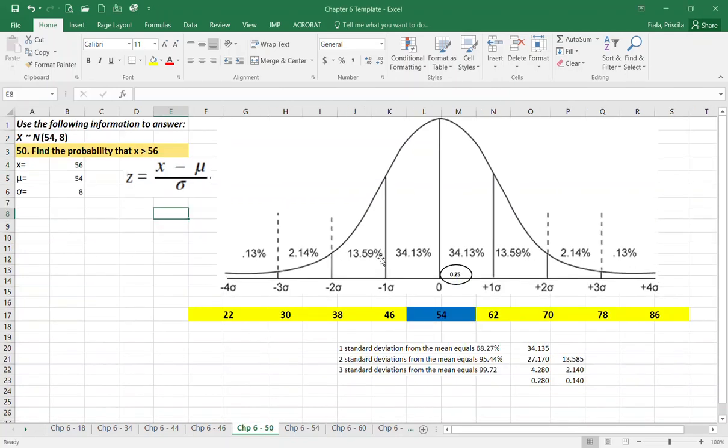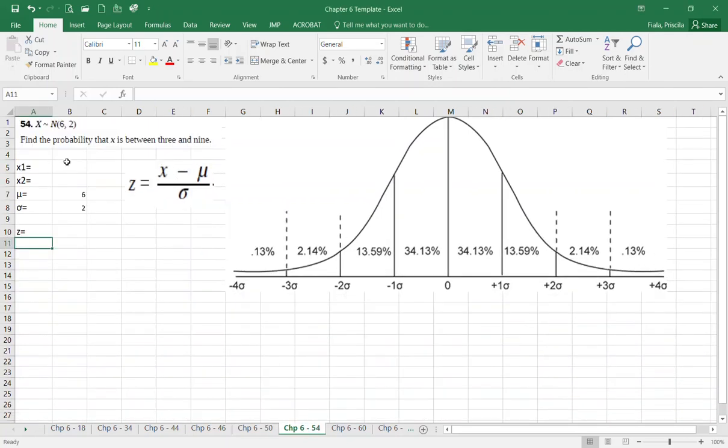I put the same graph here and the same variables in the formula because that's what we're going to be using also for problem 54. But right here, I'm asking you a probability or percentage of an x value between two values. So I'm asking the probability for an x that is between 3 and 9. So that's what we're going to do here. That's why I put x1 is going to be 3, x2 is going to be 9.